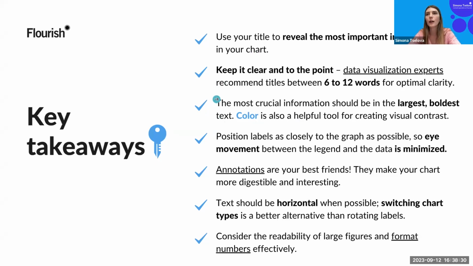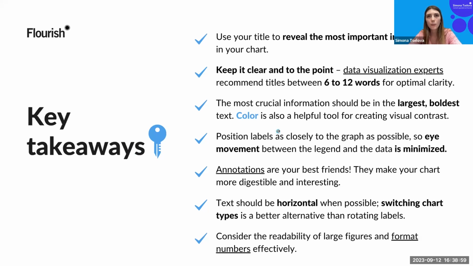When it comes to visual hierarchy, the most important information should always be in the largest and boldest text, as we have done here, for example, with our title on this slide. Color is also a helpful tool for creating visual contrast. So, of course, you can always emphasize it, whether it's in your header, your subtitle, or you decide to do color overrides within Flourish, etc. This is a really, really great tip.